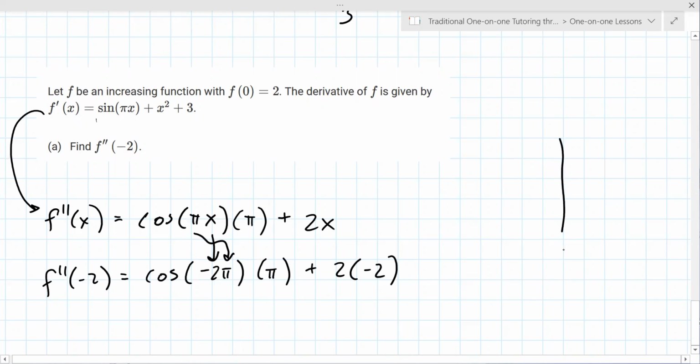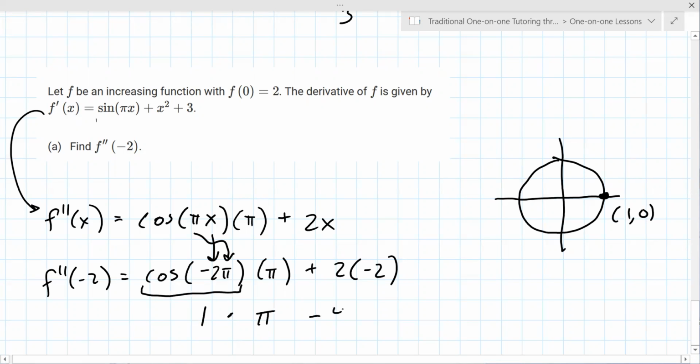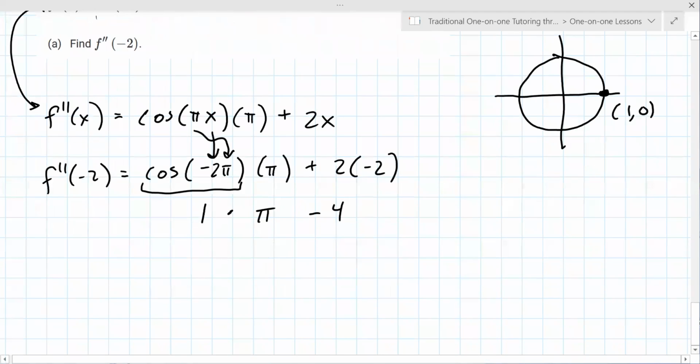Now, I know you've been a really good student the last day or two, right? You've been studying up on your unit circle. 0. And if I go around, that's 2 pi. But if I go backwards, that's minus 2 pi. So what is the x value? Because cosine is the x value. What's the x value right there on the unit circle? 1. So this whole thing is 1 times pi minus 4. So your answer is pi minus 4.